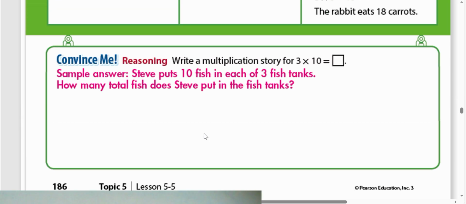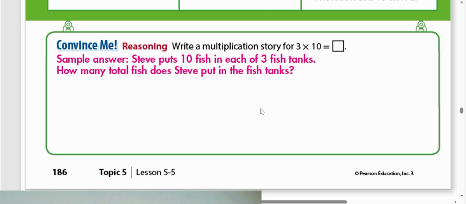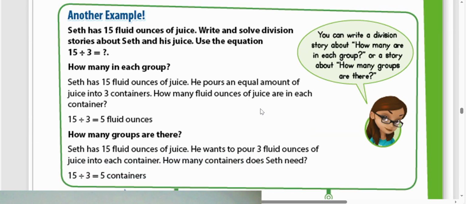Write a multiplication story for 3 times 10. You can read this story. Steve puts 10 fish in each of 3 fish tanks. How many total fish does Steve put in the fish tanks? Next page, solve it here.